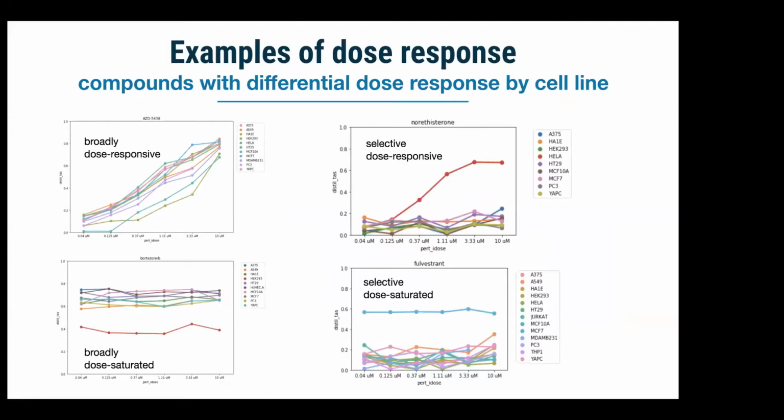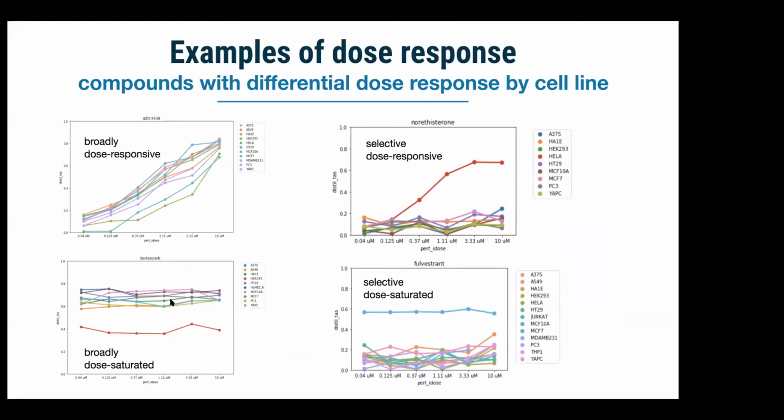These are some examples of dose response and compounds that have different patterns of response. So here is the CDK inhibitor that we showed earlier, which is dose responsive across all cell lines. This compound, norethisterone, is selectively dose responsive only in HeLa cell lines, which I think sort of makes sense based on the mechanism.